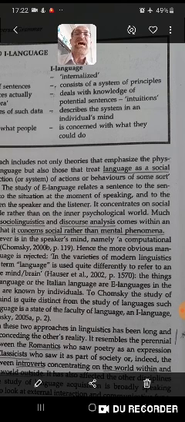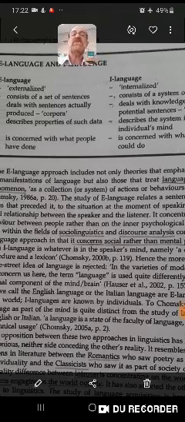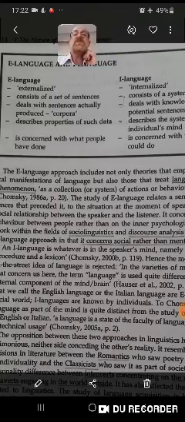So the last one is the difference between present, past, and future here, and e-language, which only looks at the past. This is in fact the difference that we see between e-language and I-language.